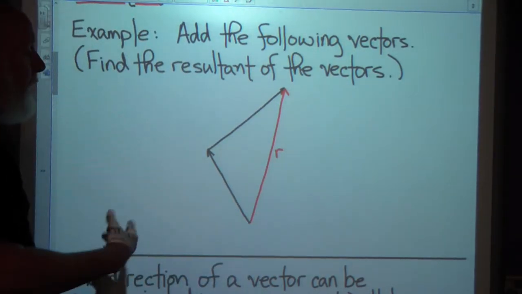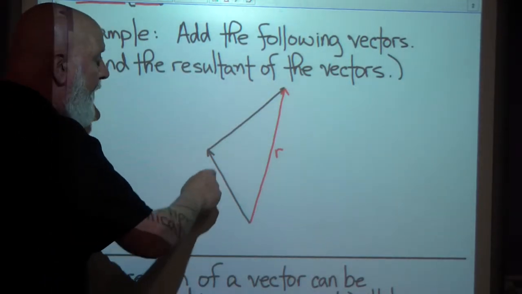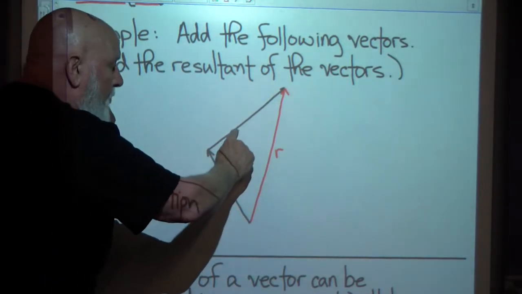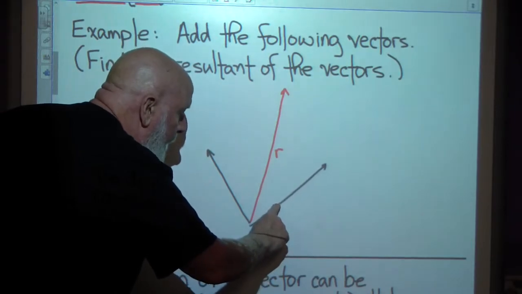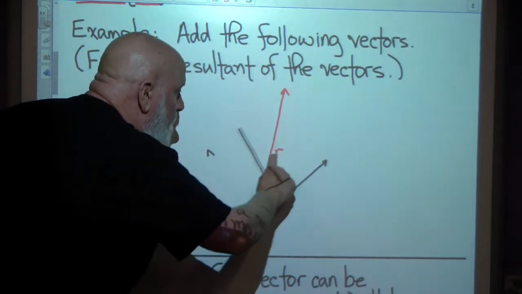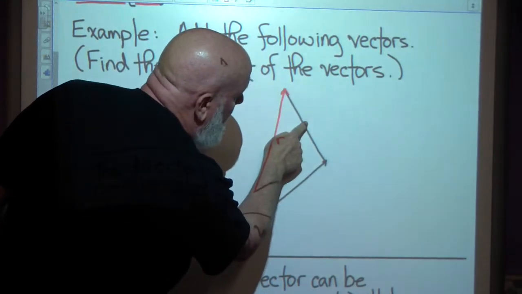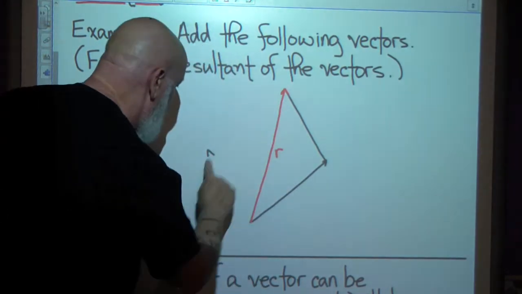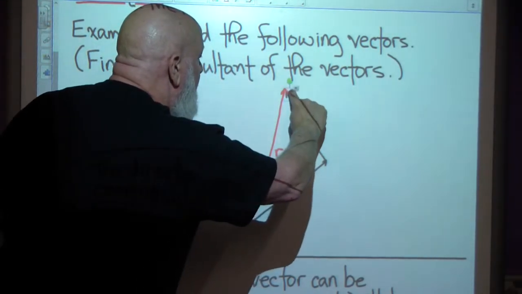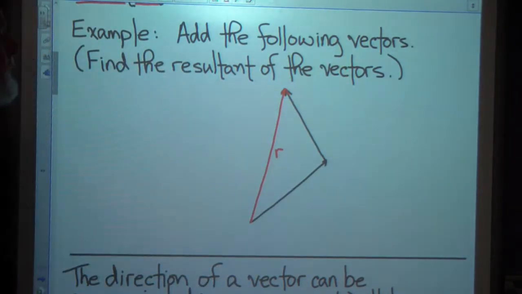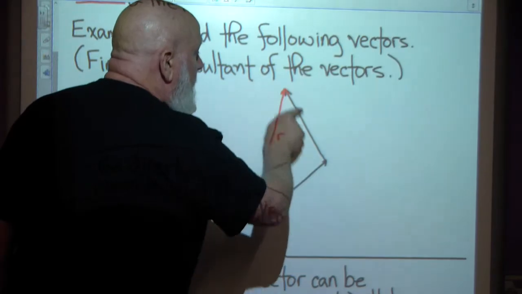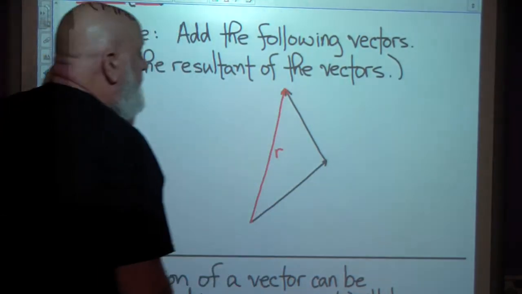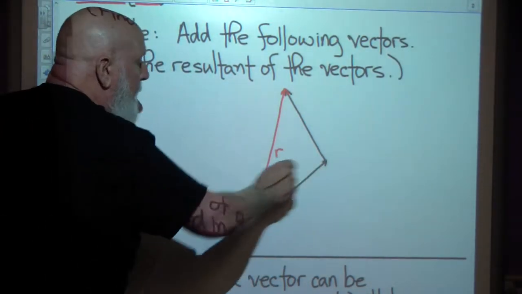Okay? And you don't have to add them in this order. I didn't have to start with this one. I could have started with this one and added this one to it. Oops, I lost my arrow. And I would get the exact same resultant. Okay? So it doesn't matter which one you start with. That's adding vectors in a nutshell. Tip to tail. The tip is the pointy part. Put the tail of one on the tip of the other.